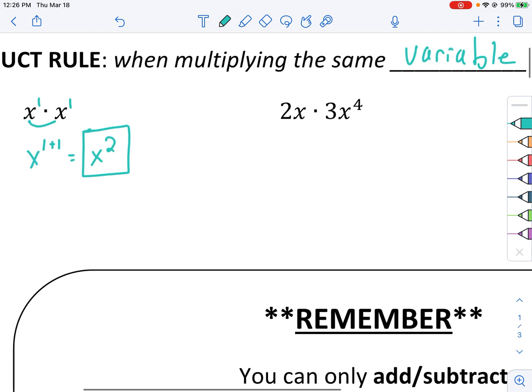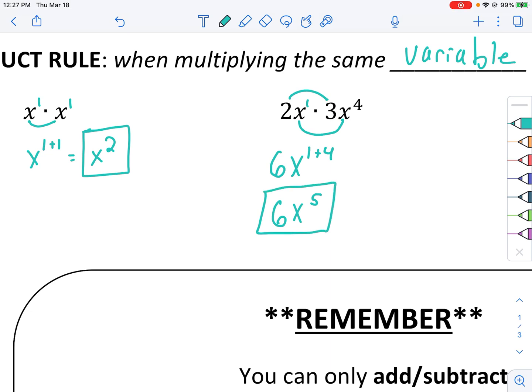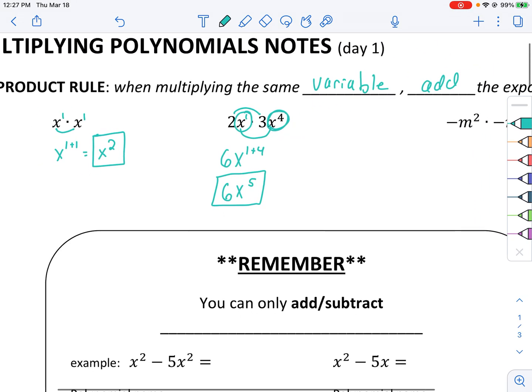Same thing is going to happen when we have numbers added to that. The numbers get multiplied together, and then these x's are also going to get multiplied together. So this is also an x to the 1. So 2 times 3 would give us 6. Notice it becomes one term, just as the x's do. It becomes x to the 1 plus 4, so that would give us 6x to the 5th power. And that makes sense, right? We're adding 1 x to the 4 x's that are already here, so we get 5 x's.